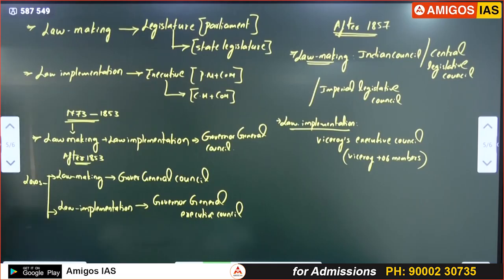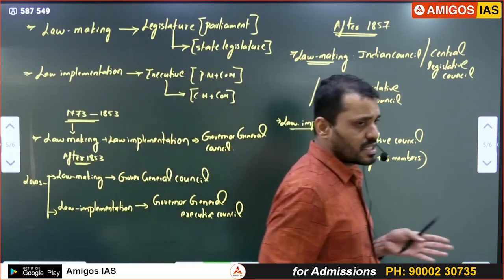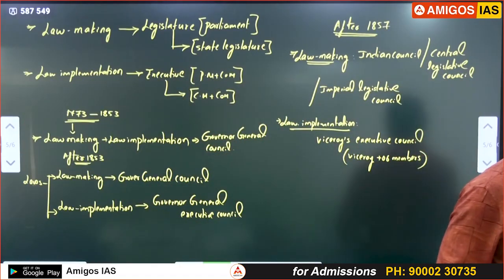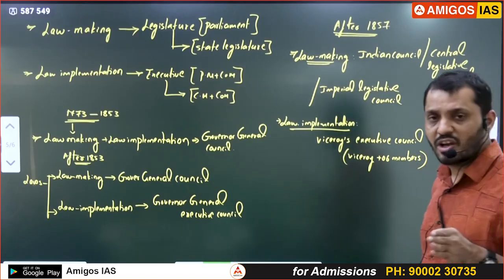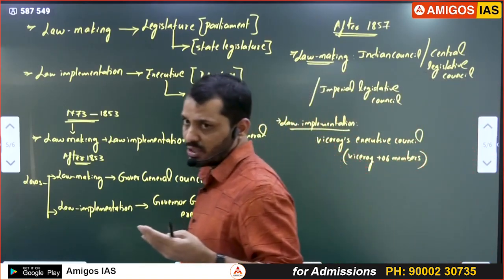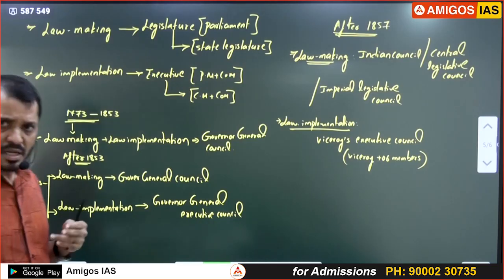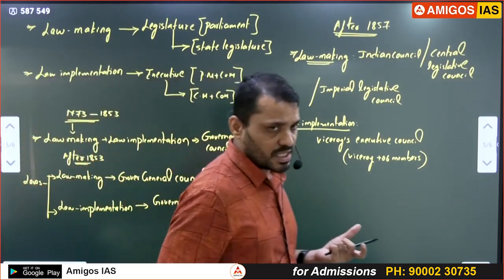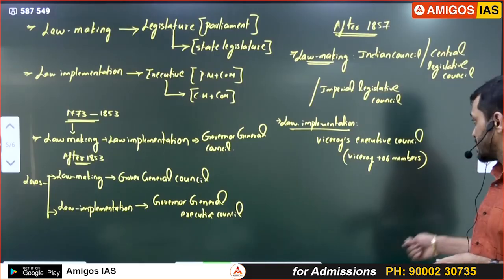Next, we discussed lawmaking. Initially, lawmaking and law implementation used to be carried out by the Governor General's Council. Later, it separated into a lawmaking body and a law implementing body. The lawmaking body was called the Governor General's Legislative Council and the law implementing body was the Governor General's Executive Council. Later, after 1857, the name changed. The Governor General's Legislative Councils became Indian councils. Sometimes you also call them the Central Legislative Council and the Imperial Legislative Council. Whereas the implementation part is done by the Viceroy's Executive Council.